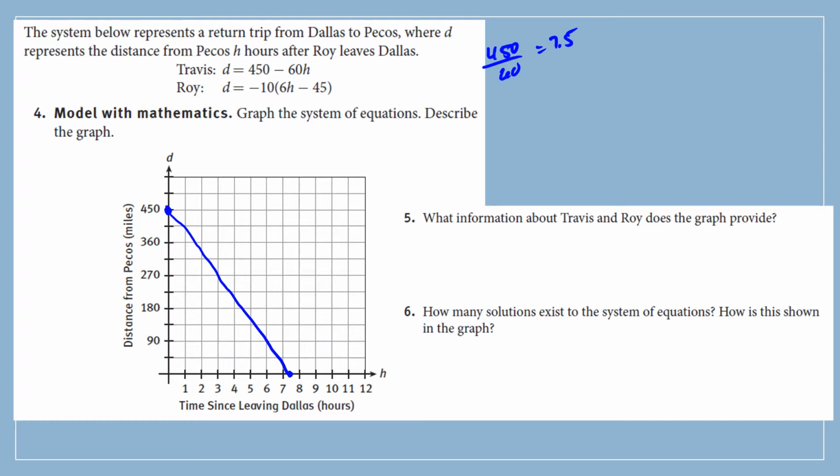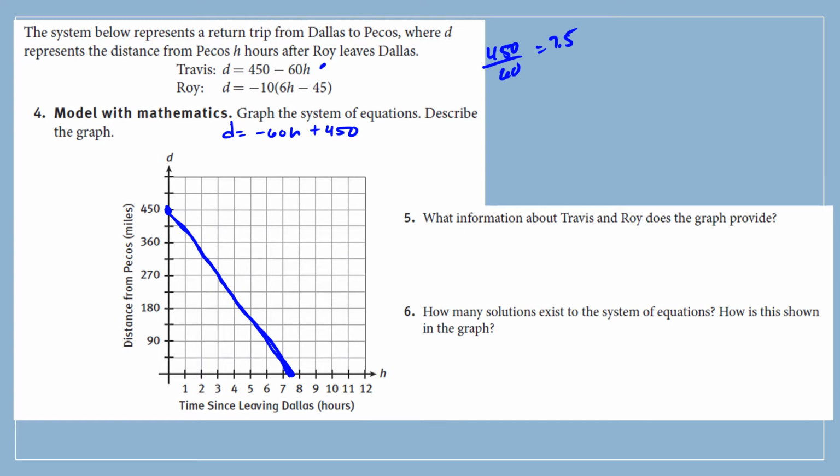And then let's see here. Roy's would be, if I distribute that, I get D equals negative 60H plus 450. And that is the exact same equation as this. Do you recognize it? It's positive 450 minus 60h. So his is going to be the exact same line there on top of Travis's.